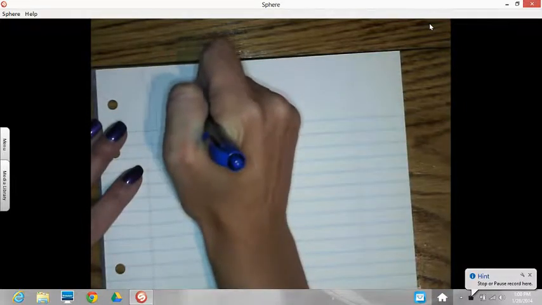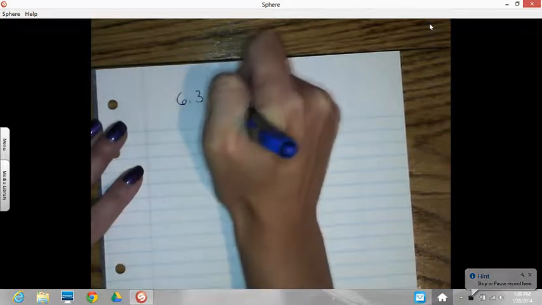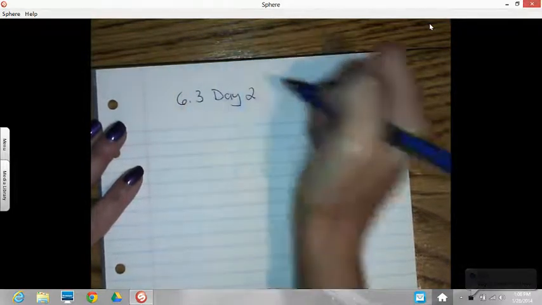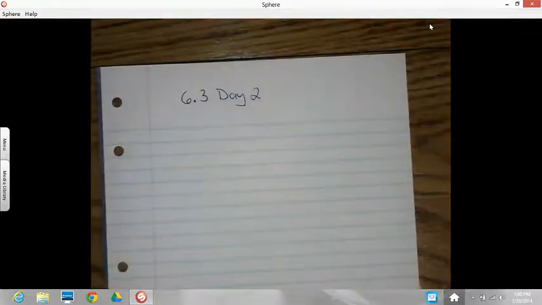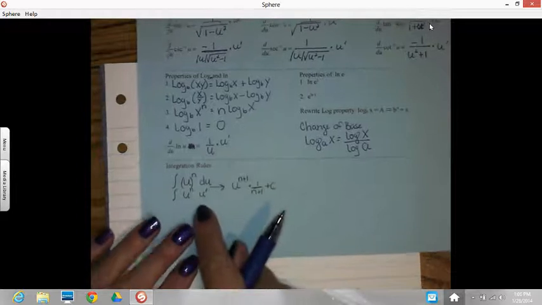Okay, staying in this same section, 6-3, day 2, and we're just going to go backwards from what we did yesterday. Yesterday we did the derivative of the natural log function, and it was 1 over u times the u prime. Today we're going to be integrating a function of the form 1 over u. So I guess I'll put it right on here instead. So it's another integration rule.